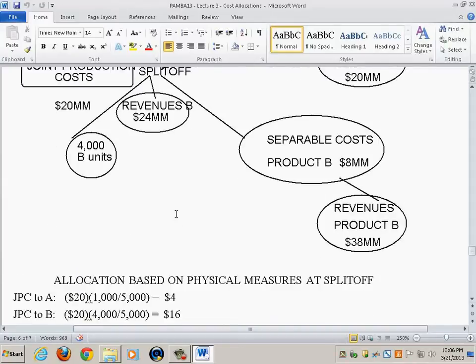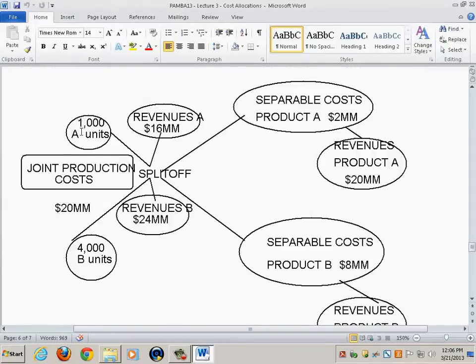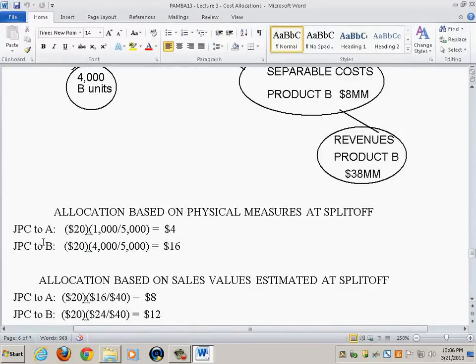So the physical measures at split off are 1,000 units of A and 4,000 units of B. So we allocated $20 million joint cost by the ratio of the physical quantities, 1,000 and 4,000, to a total of 5,000. So we get 1/5 allocated to A, 4/5 allocated to B, 4 million and 16 million allocation of the 20 million.